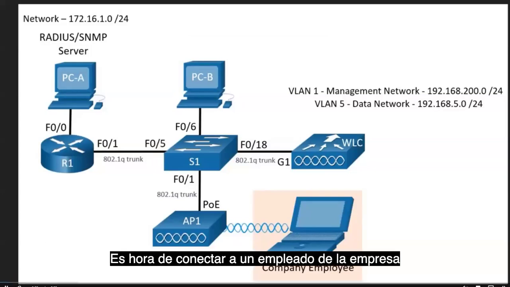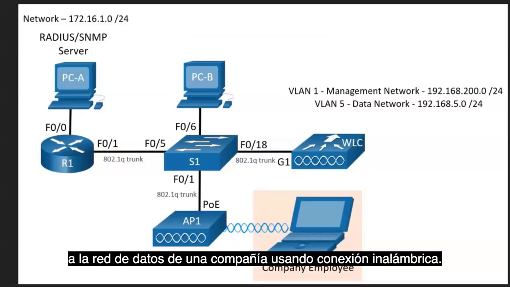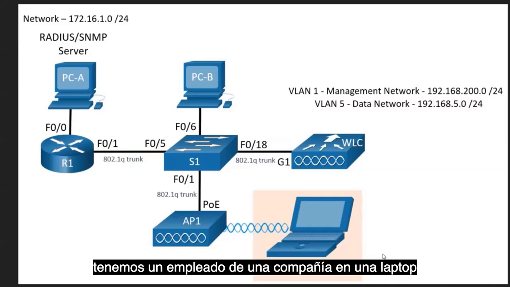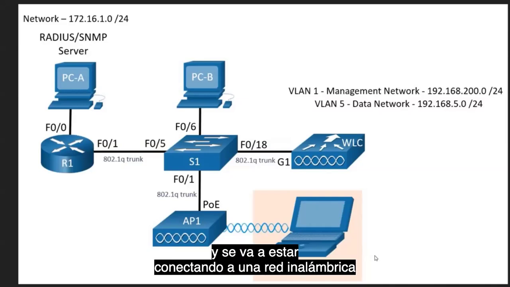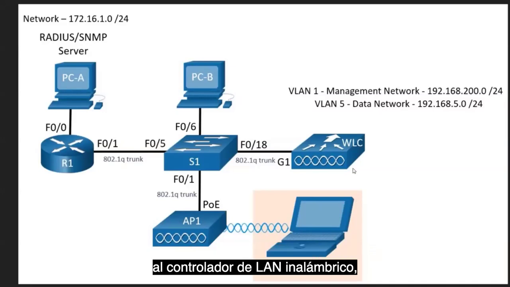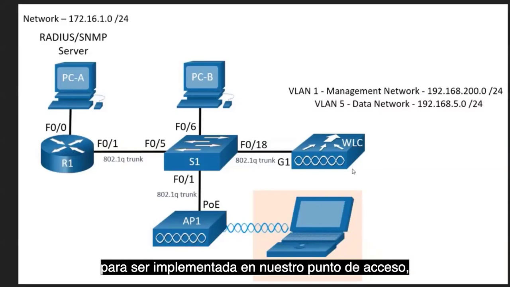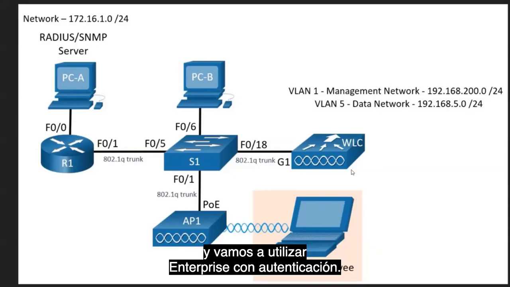Hello everyone, it is time to hook a company employee to a company data network using wireless. So in this scenario, we've got a company employee on a laptop, and they're going to be connecting to a wireless network that we're about to build. This wireless network is going to use WPA2 with Enterprise. What that means is we're going to go on the wireless LAN controller, configure a new wireless network to be deployed to our access point, and we're going to utilize Enterprise with authentication.